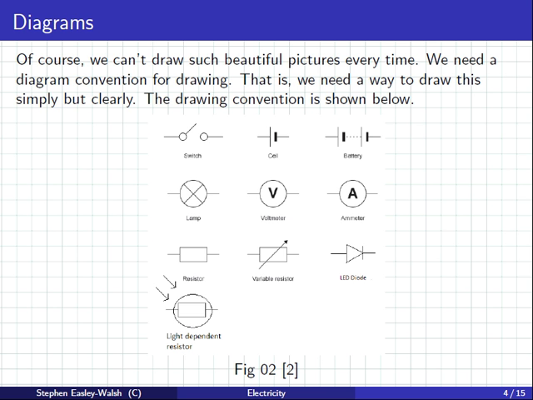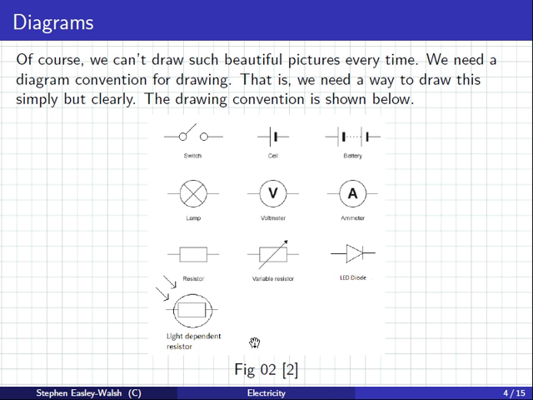So the symbols I have listed here are the ones I've seen in the last 10 years of exams, okay? The first one is the switch. We'll talk more about the difference between these two. This is a battery, and this one's a cell. They're different. We'll talk about that later. This is a lamp, a light. This is a voltmeter. This is an ammeter. This is a resistor. This is a variable resistor, meaning you can change its resistance. This is called an LED diode, and this is called a light-dependent resistor.